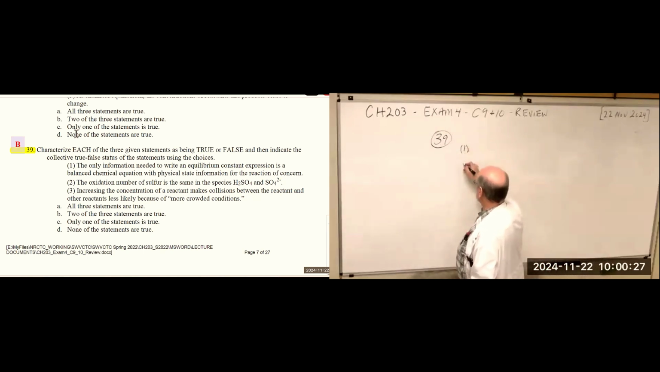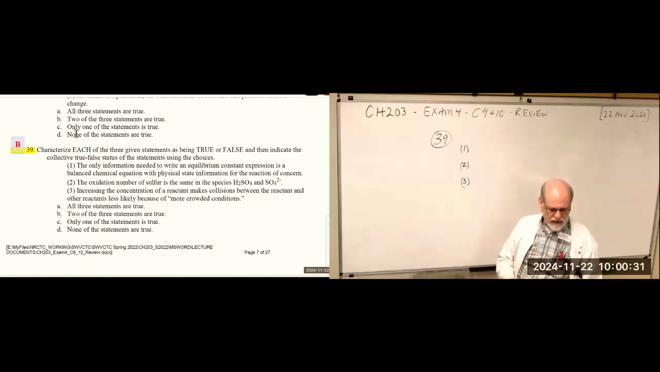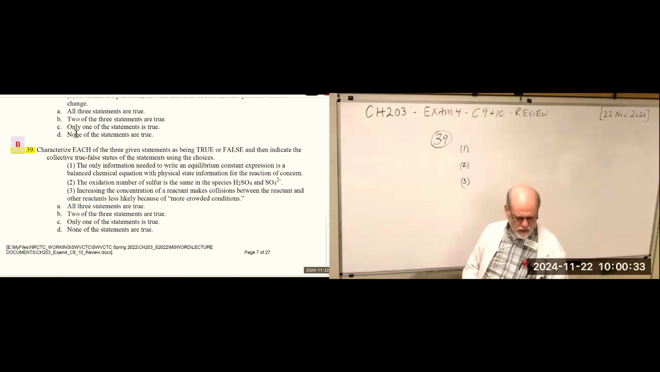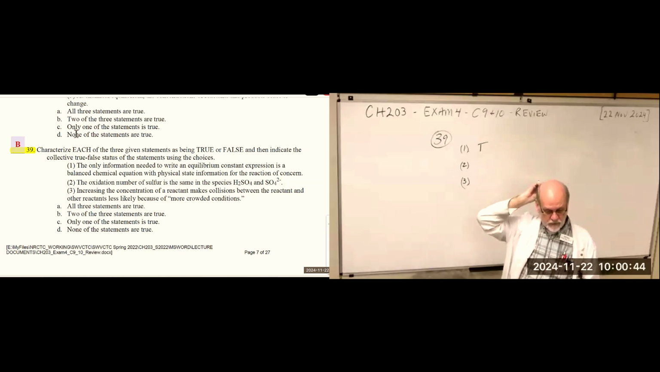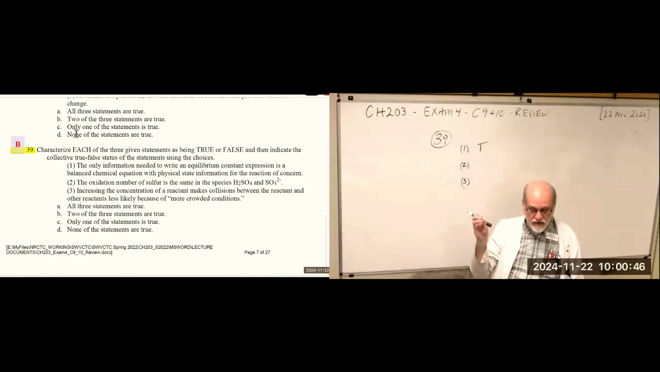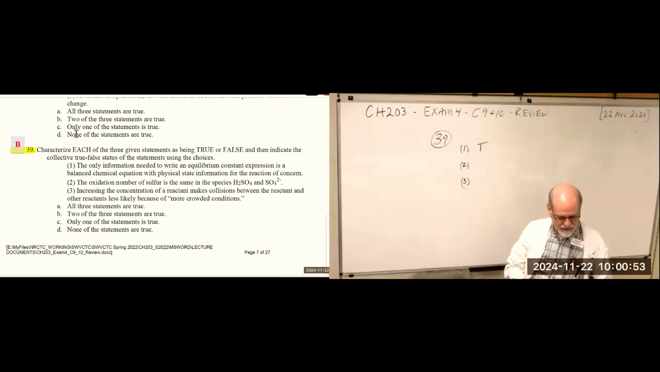So let's see. We've got to look and see which ones of these are true. Number 1, the only information needed to write an equilibrium constant expression is a balanced chemical equation with physical state information for the reaction of concern. Oh yeah, that's all you need to write the expression. You need to know the states so that you know which ones to exclude, if any, solids and pure liquids.